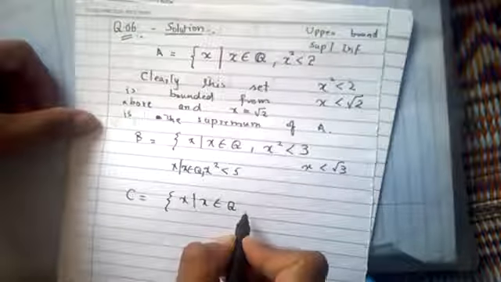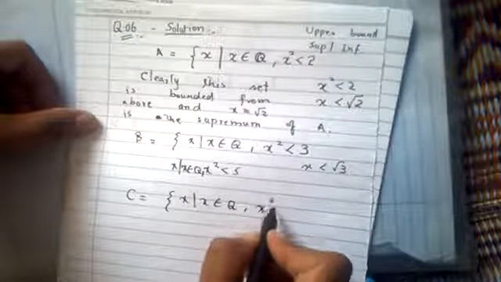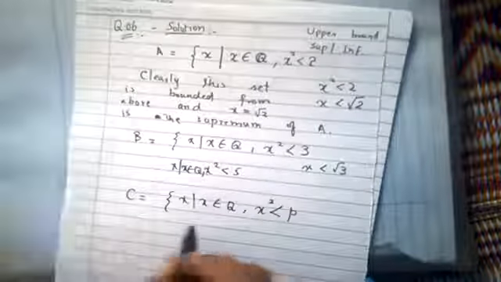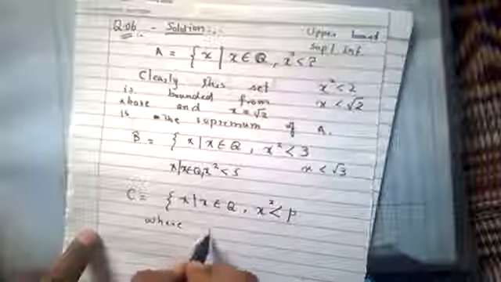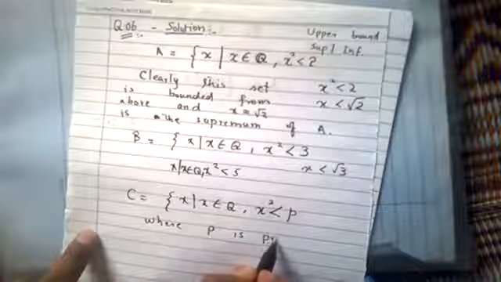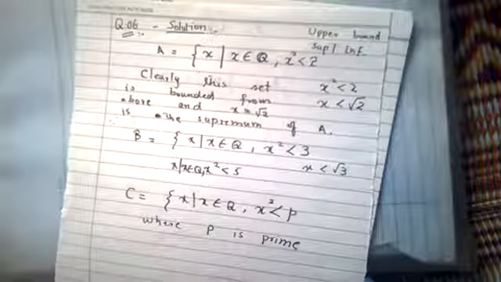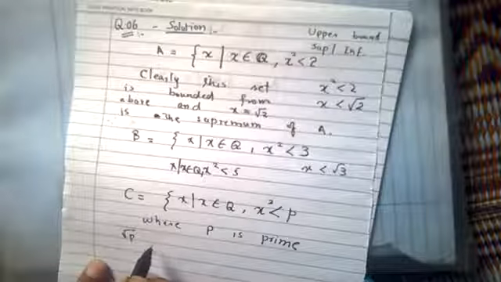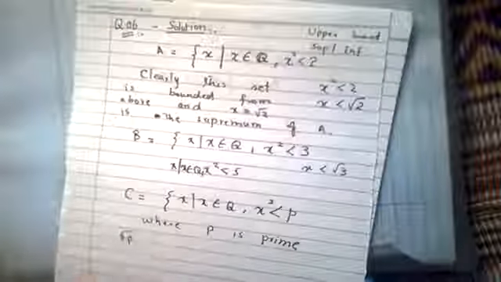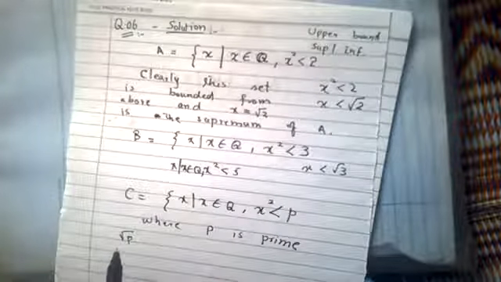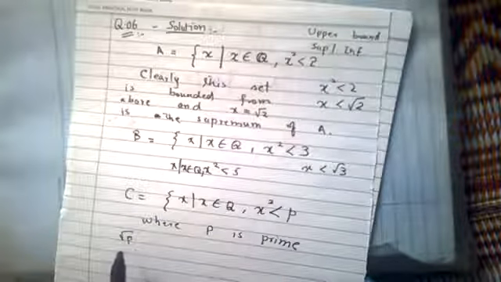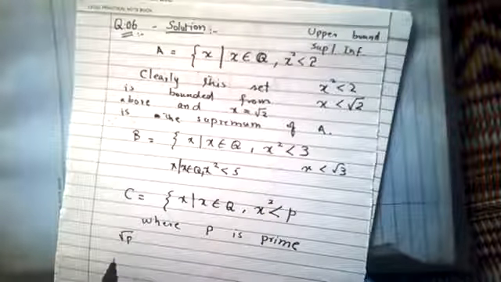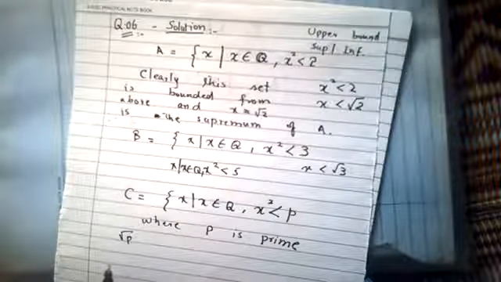Similarly, generally speaking, we can take a set C which is in the set of rational numbers and such that their squares are less than p, where p is a prime number. Then square root p is the supremum of this set, and this is not a rational number, because the square root of any prime number is irrational. Therefore, that was what was required in this question.